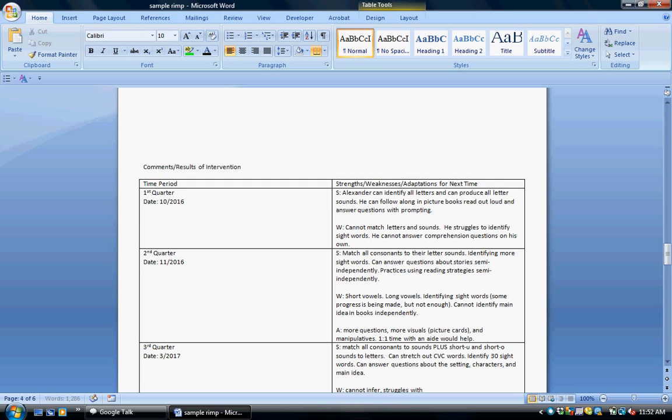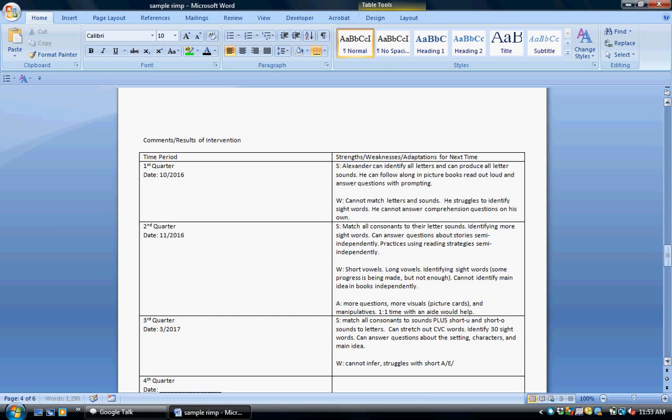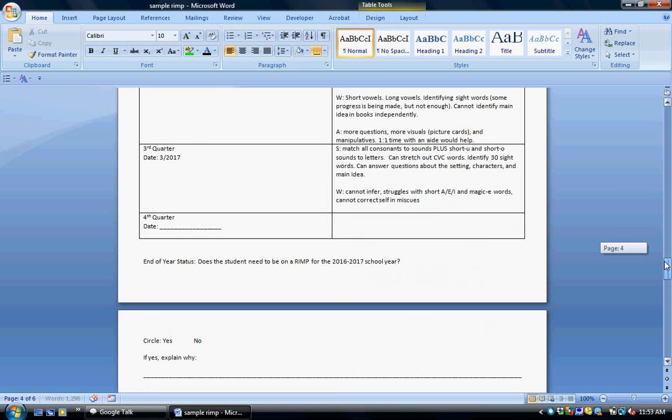Struggles with short A, short E, and short I. Magic E words as a second grader, that's very concerning. And he cannot self-correct miscues, which means he doesn't know when things don't match up. He is making progress. Alright, fourth quarter, this is May.